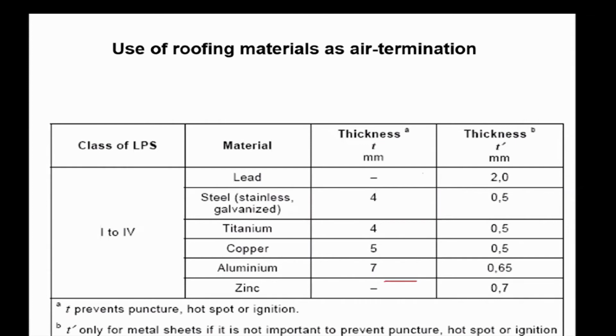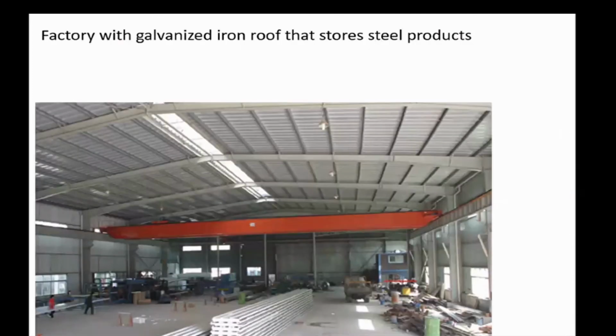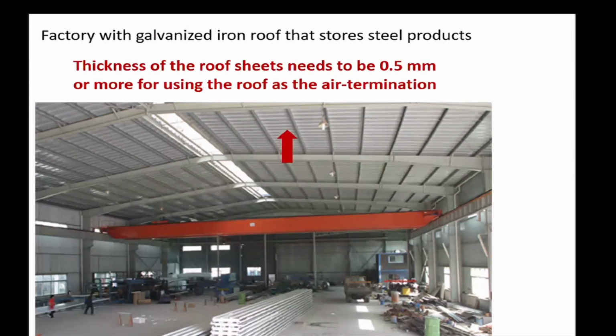But on the other hand, if there are materials that are inflammable or explosive, then the thickness should be much higher to be treated as the air termination itself. Like if it is steel, it should be 4 millimeter thickness. Let me show you some pictures, you will understand then. Now, this is a factory with a galvanized iron roof that stores steel products. Now, if the thickness is 0.5 millimeters or above, you can use it as the air termination. What you simply need is to earth that.